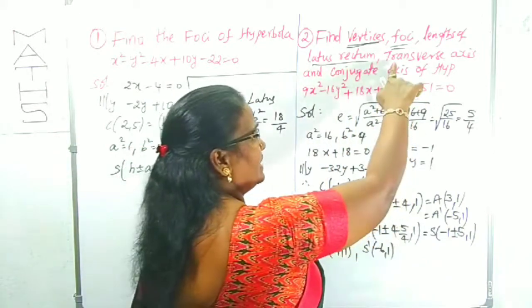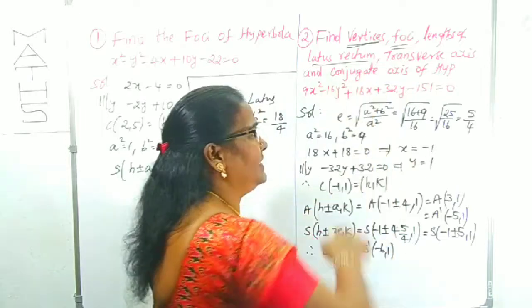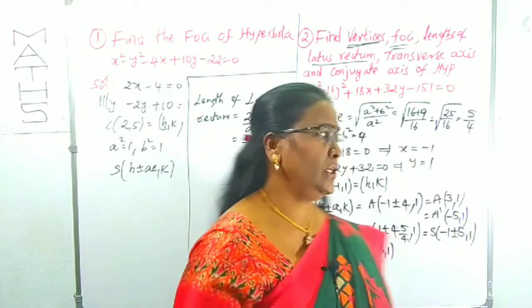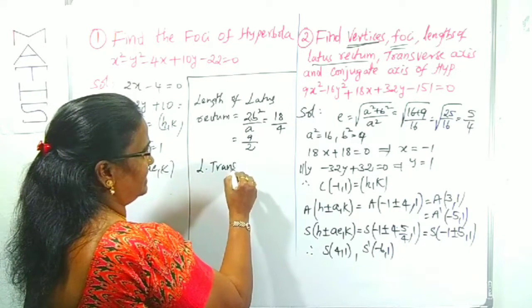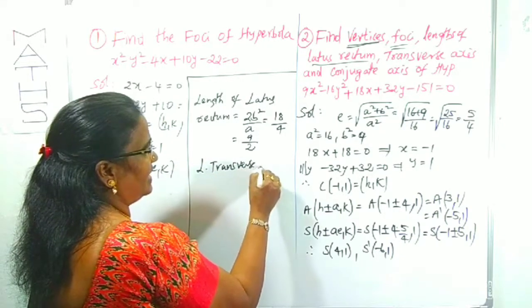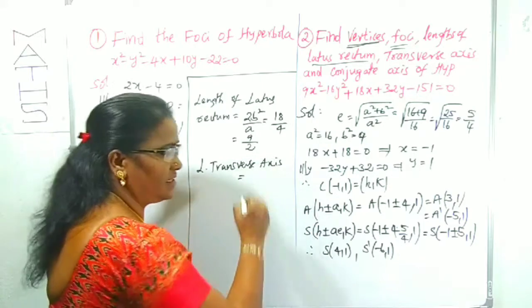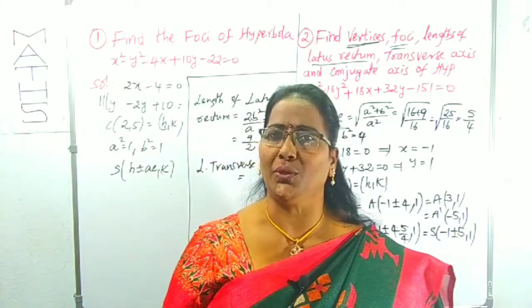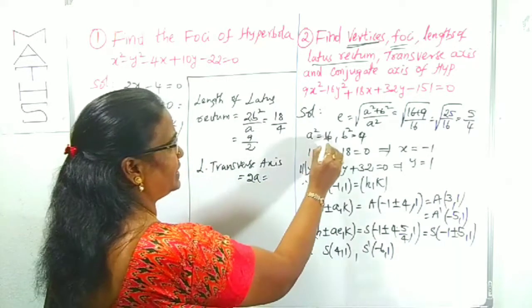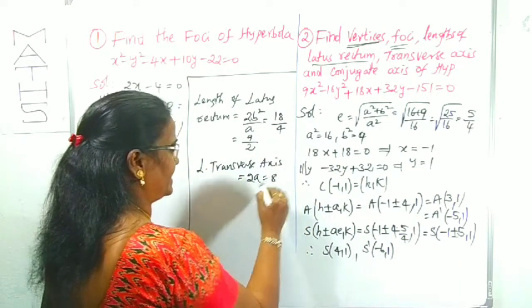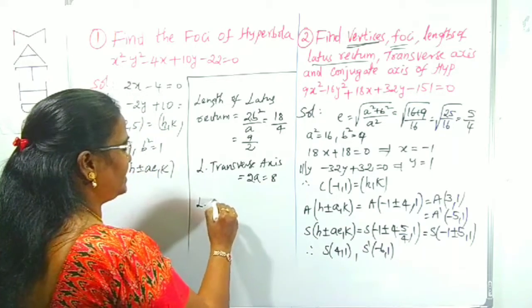Now we have to find the transverse axis and conjugate axis lengths also. You know the length of the transverse axis. The length of the transverse axis is clearly 2a, right? 2a, that is 2 into a, which is 4, so 2 into 4 is 8. Length of conjugate axis.